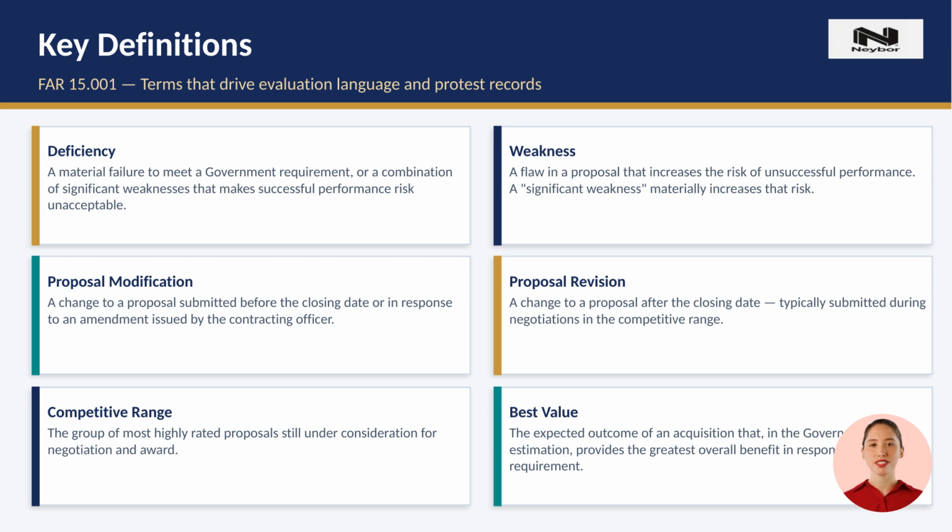These 6 definitions are foundational to FAR Part 15. They are not just vocabulary, they shape how agencies write evaluation reports, how discussions are conducted, and how protests are argued. For example, the difference between a weakness and a significant weakness determines whether an evaluator must raise an issue during discussions. And proposal revision versus proposal modification determines what offerors can actually change and when. Know these definitions cold.